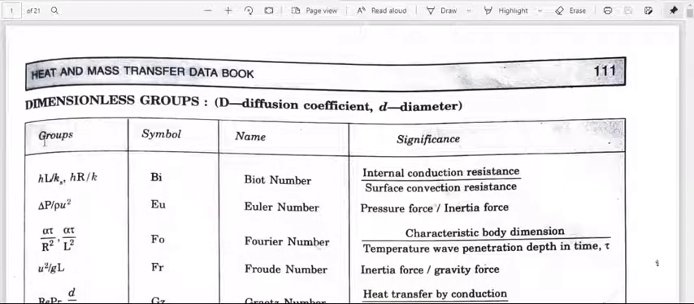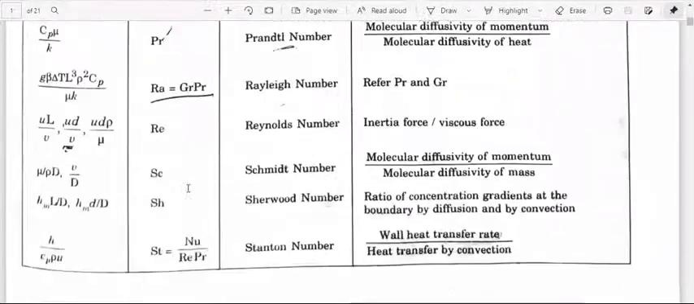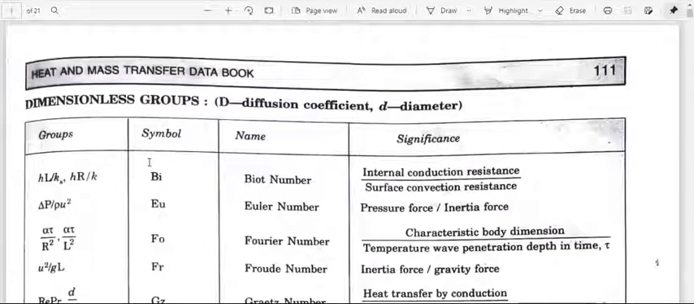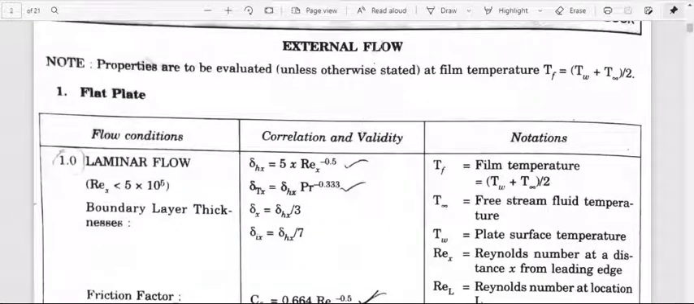So here these are the dimensionless groups: Biot number, Euler's number, Fourier's number, Prandtl number, Reynolds number, Nusselt number, Rayleigh number, and Stanton number. These are the dimensionless parameters or dimensionless group formulas. So here, in this external flow, flat plates.